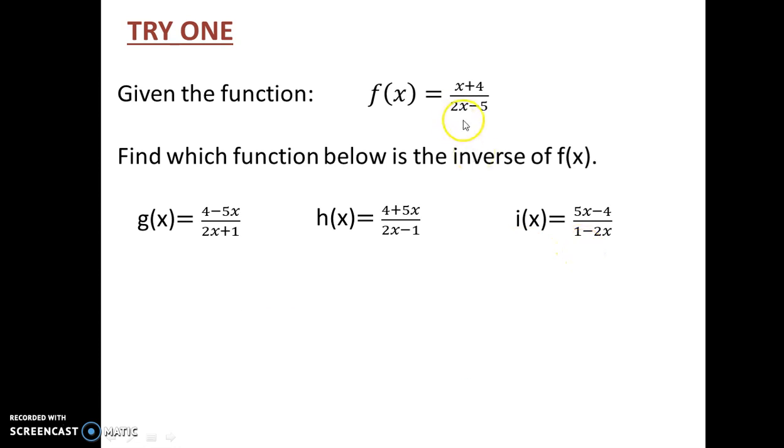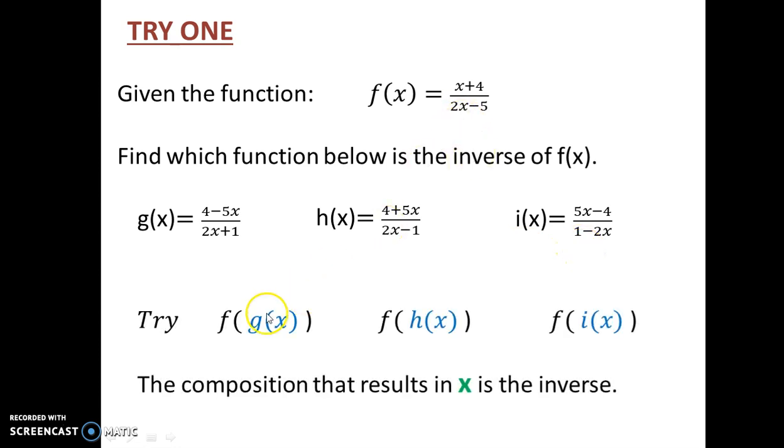Or I would ask that you try doing the rule, like putting g of x into there, or putting that one into there, or putting h of x into f of x. Put one of those in there, and if the result you get is x, then you have found which one is the inverse. So try putting this in here first, then this, and see if you ever get x as the answer, because then you'll know it's the inverse.